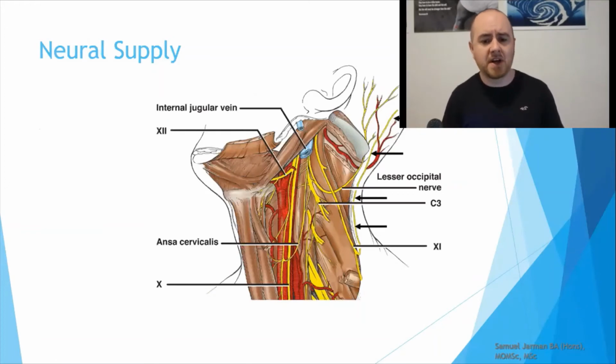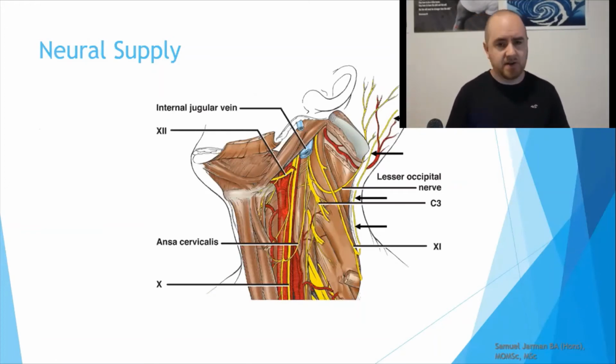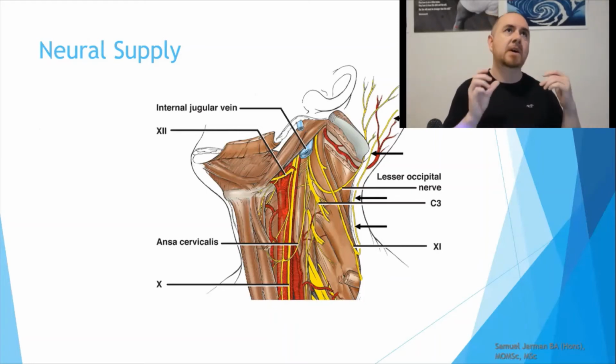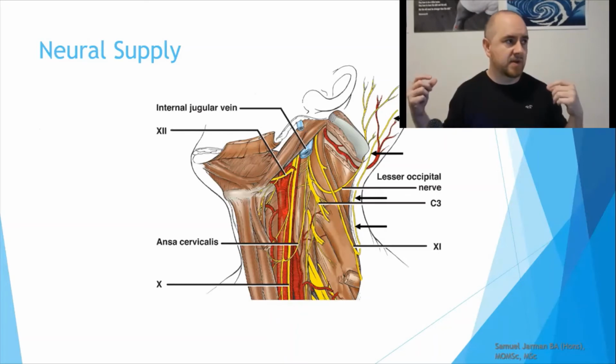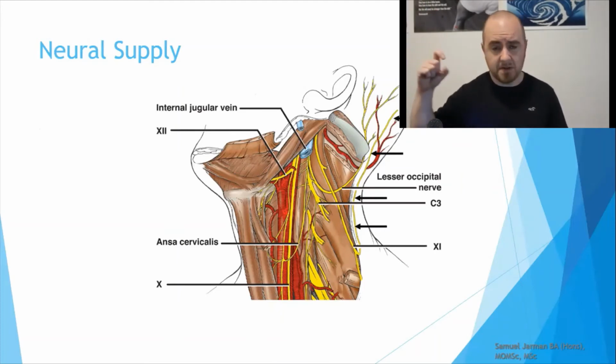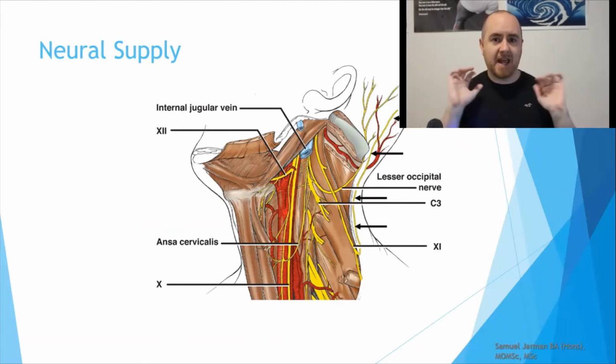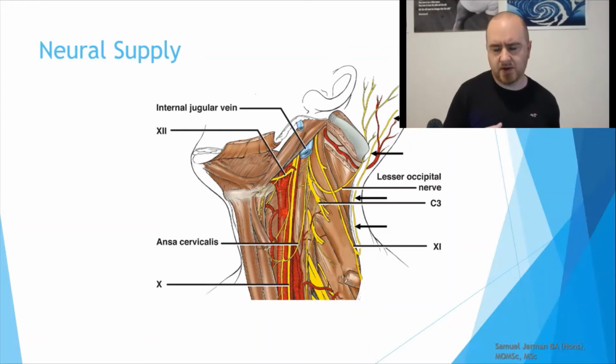Now, if we're talking about your neural supply, if you're talking about the scalenes, depending on the resource that you grab, you're going to see different anterior rami of the cervical spinal nerves, and you're going to see different levels noted. Some will be as high as C1, some will be as low as C8, some will be somewhere in the middle. But generally speaking, it's the anterior rami, and you're also going to get that with respect to the longus colli and capitis. It's the anterior rami of the spinal nerves.